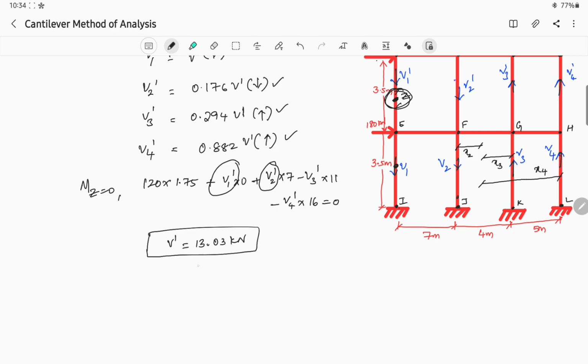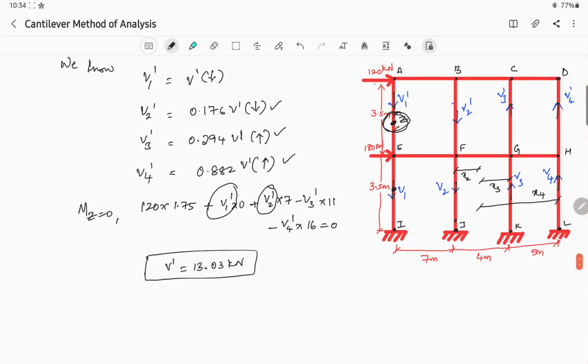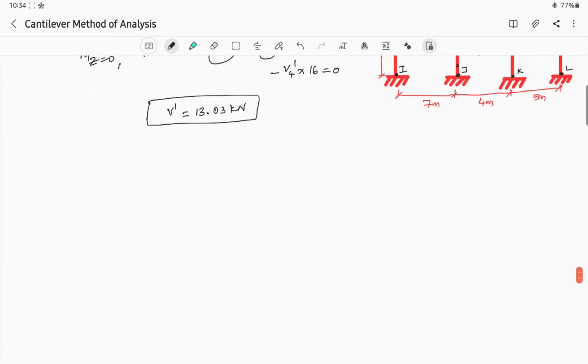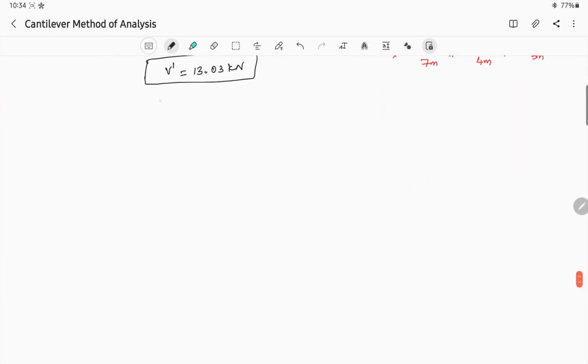So depending upon the value of V dash, which is equal to 13.03, we will calculate the values of V1 dash, V2 dash, V3 dash and V4 dash. Simply we have to substitute the value of V dash here, so that we can get those values. Okay, so let us substitute those values. We know V1 dash is equal to V dash, which is equal to 13.03 kilonewton, and it is going in downward direction.